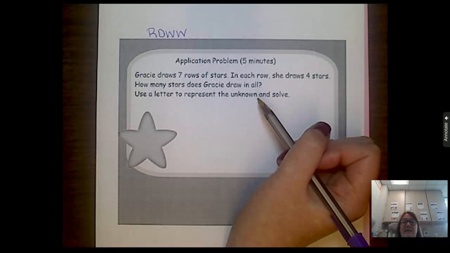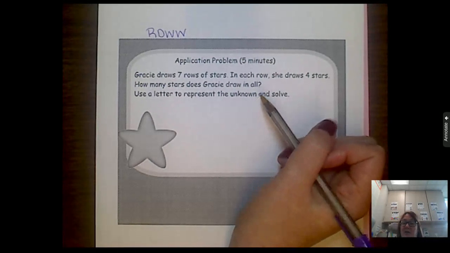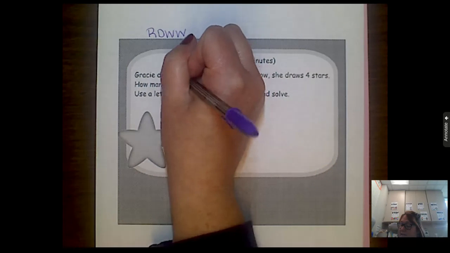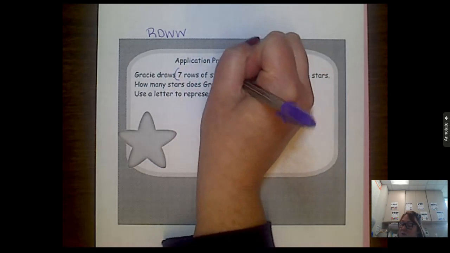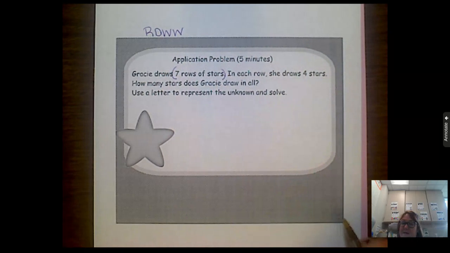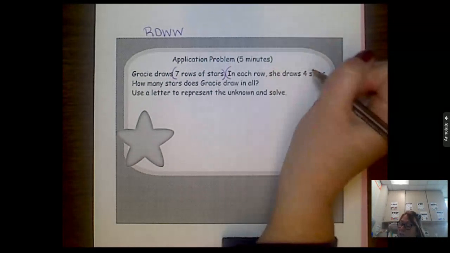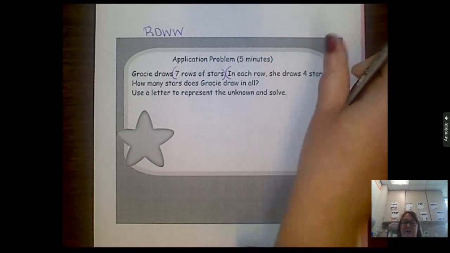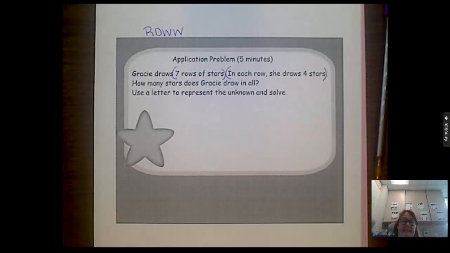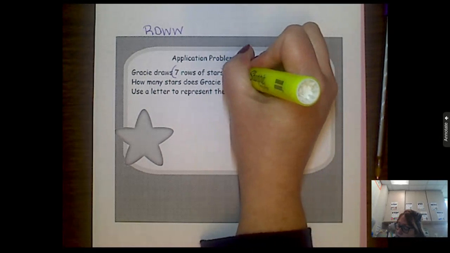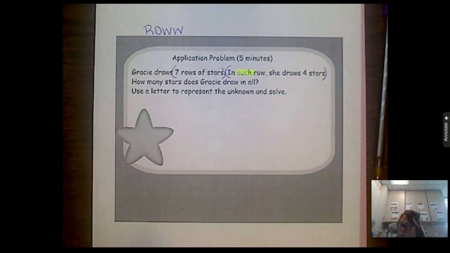So she draws 7 rows of stars. So I'm going to bracket, put parentheses around 7 rows of stars. Okay. In each row, she draws 4 stars. Do you see a clue word there for me to highlight? Me too. What clue word do you see? Each. Good. In each row, she draws 4 stars. Each tells us that we're going to multiply or divide, right?